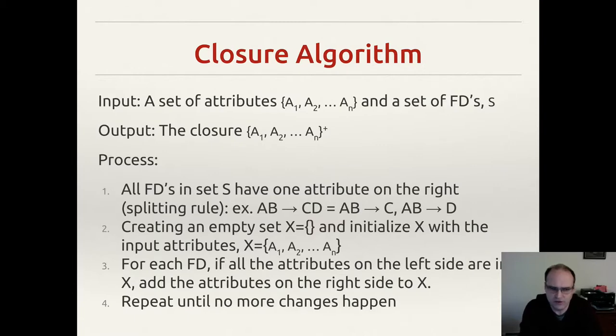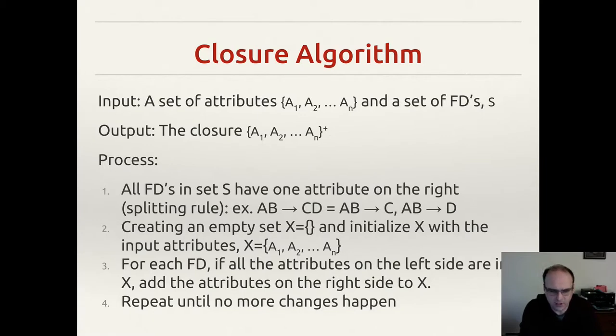The second thing we're going to do is initialize our output, our set X, and we're going to initialize it with the input attributes. So if we were testing this for title and year, like I mentioned before, you would automatically put title and year into X before you even run through the algorithm at all.